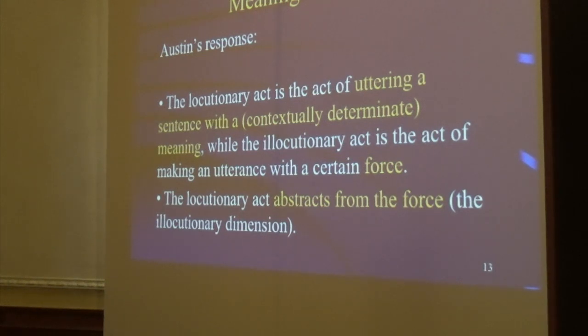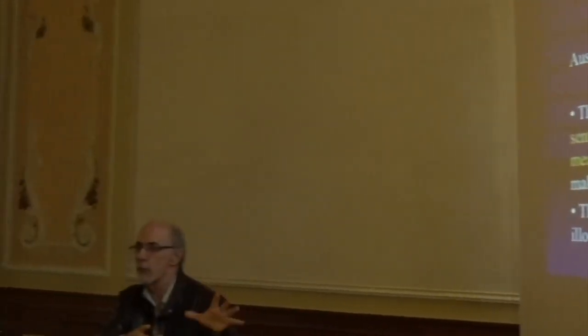And if you add the dimension of force, if you utter this with the force of a promise, you're performing the illocutionary act of promising that you will be there. If you utter this with the force of a simple prediction, what's going to happen, you're performing the illocutionary act of predicting that you will be there. So that's how Austin presents things. There's the act of uttering the sentence with a certain meaning, that's the locutionary act, and the act of uttering the sentence with its meaning plus a certain force, that's the illocutionary act. The locutionary act is supposed to abstract from the force, from the illocutionary dimension.